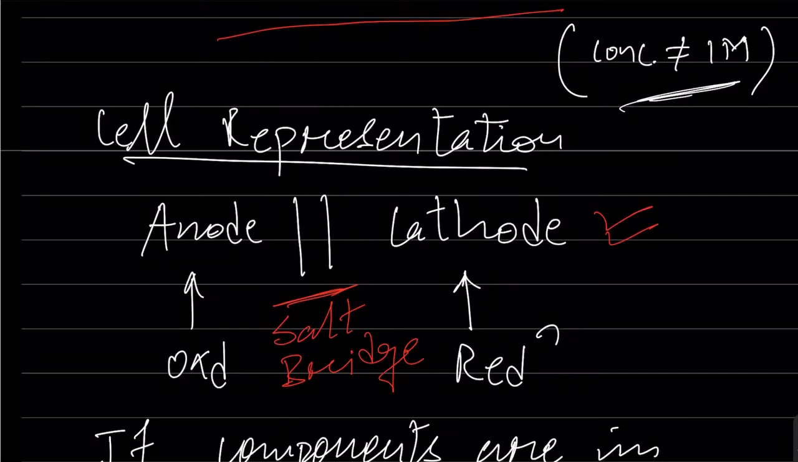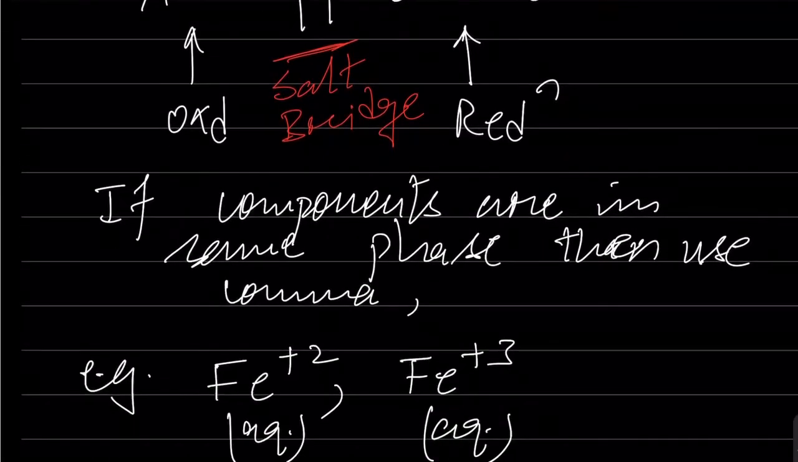Write the components of the cathode. On the left side, write the components of the anode, that is oxidation. Okay, this is the way. Anode. If the components are in the same phase, then we will use a comma. Like this, ferrous to ferric, both are aqueous, so we are using the comma over here.